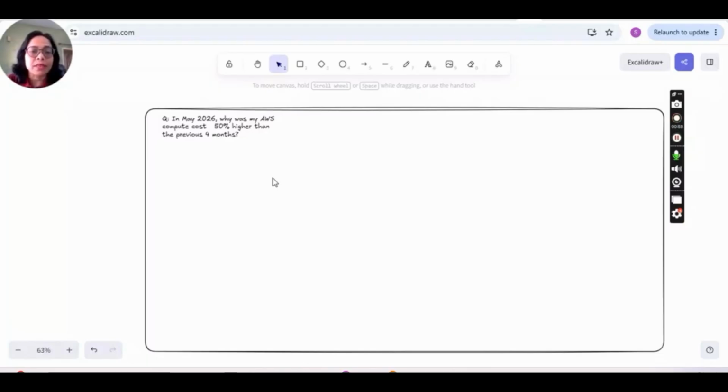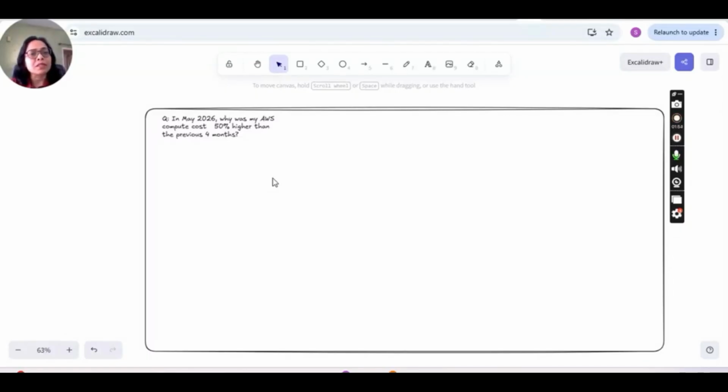For example, the first question was: what was the compute cost for May 2026? In order to answer that, a simple AWS CUR report will be retrieved through the RAG, and a text-to-SQL engine will run on top of that report to come up with a specific answer. When I ask this question, in May 2026, why was my AWS compute cost 50% higher than the previous 4 months, some set of reports will be retrieved: the same AWS CUR, plus billing periods, plus the cost anomaly report, plus the deployment report, and then it will come up with the reasons. The third question is: what are the optimization recommendations in order to keep it within 20%?